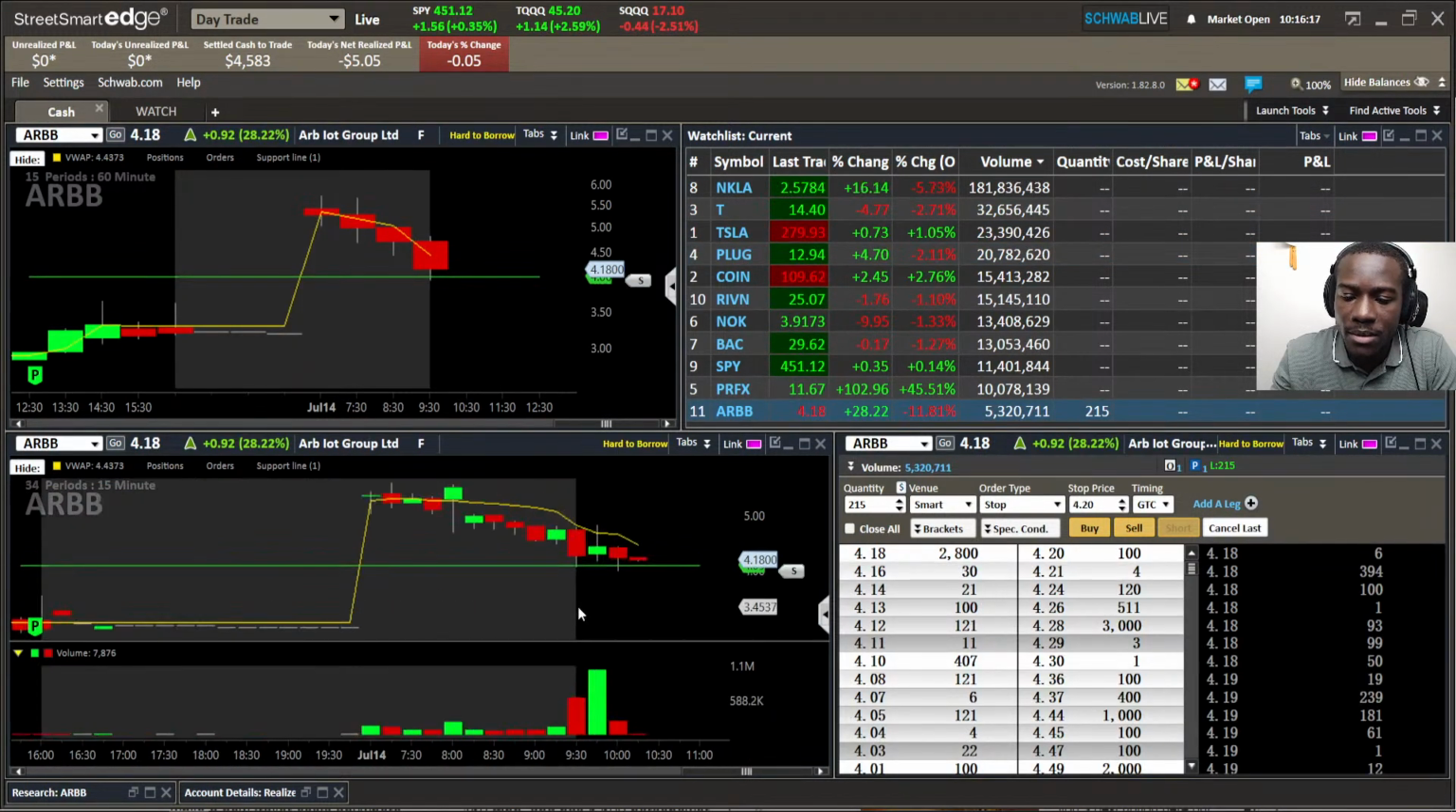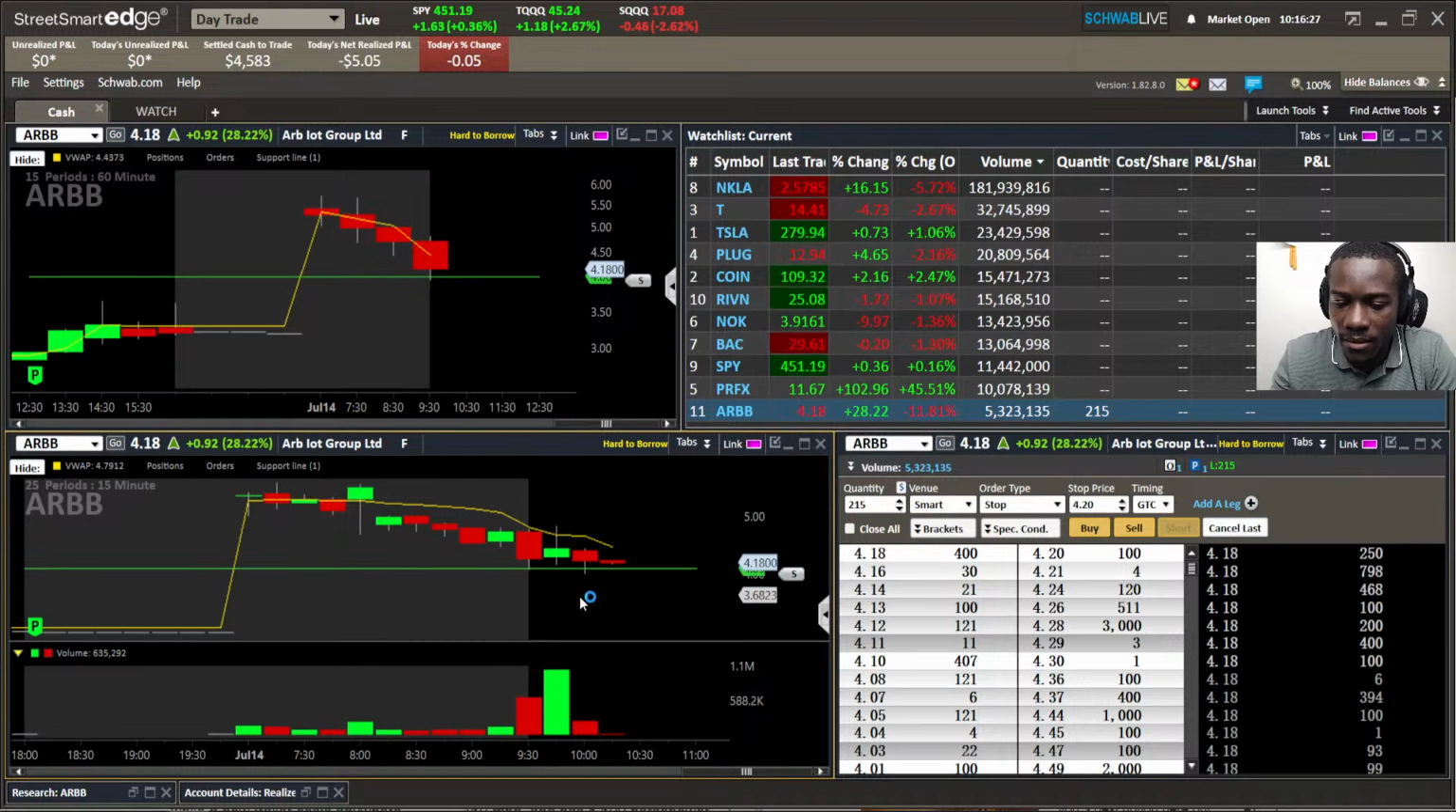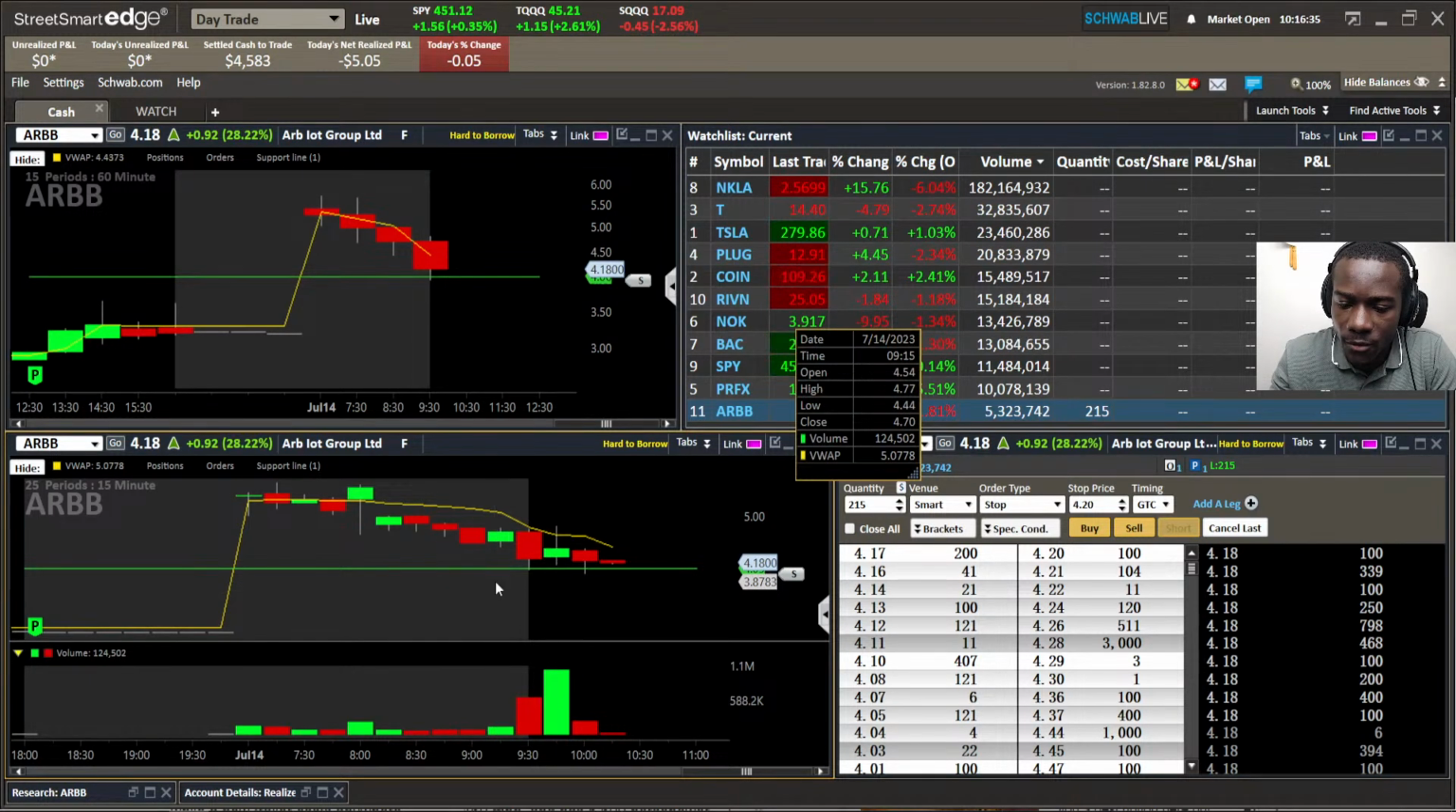Come on and get this break. Get this break over. If it breaks down 399, I'm all the way bearish on this thing. I want to see buyers come in above 420. My average price is 416.